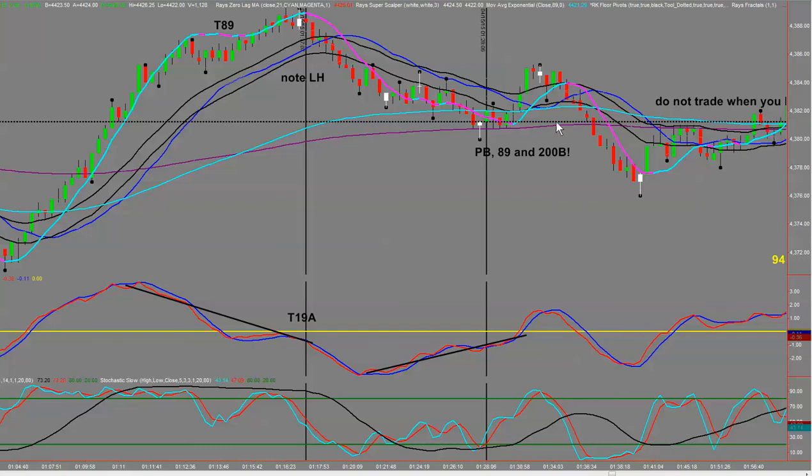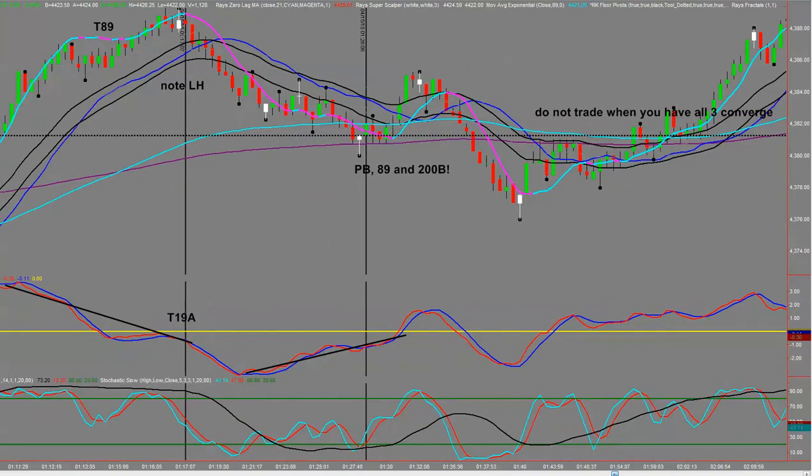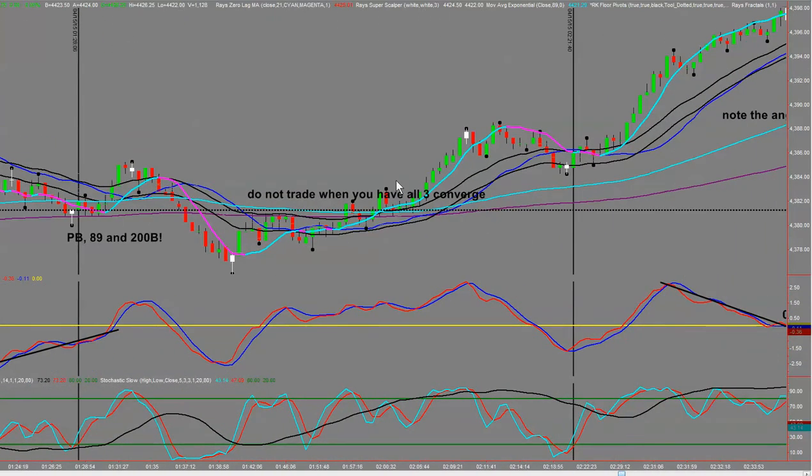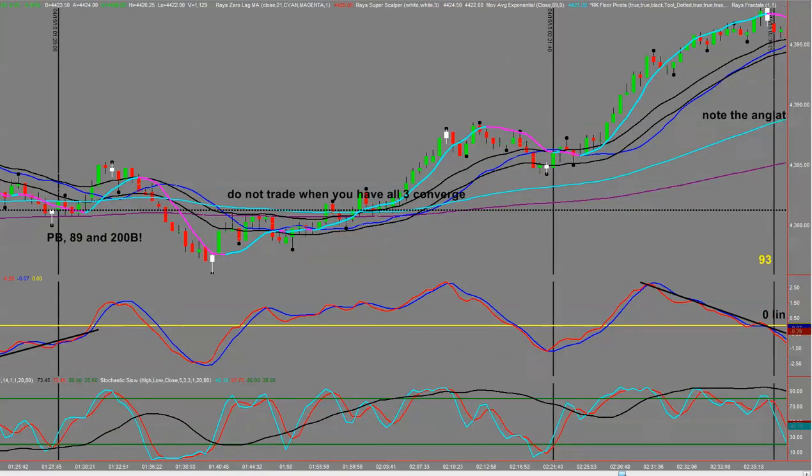But we're also heading into a danger zone, and I've also got divergence because I'm getting lower highs here. And when we tend to get these lines all converging here, as I say, do not trade when you have all these three converge, because generally it's a very choppy area. Wait for the breakout, and this is where being a sniper comes into it. Wait for that breakout.